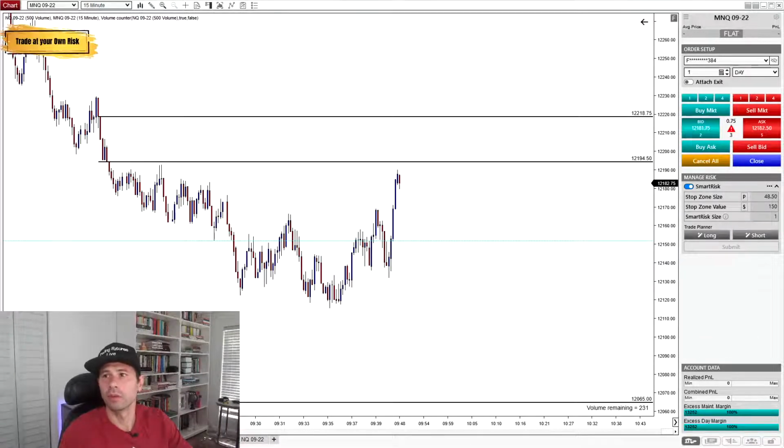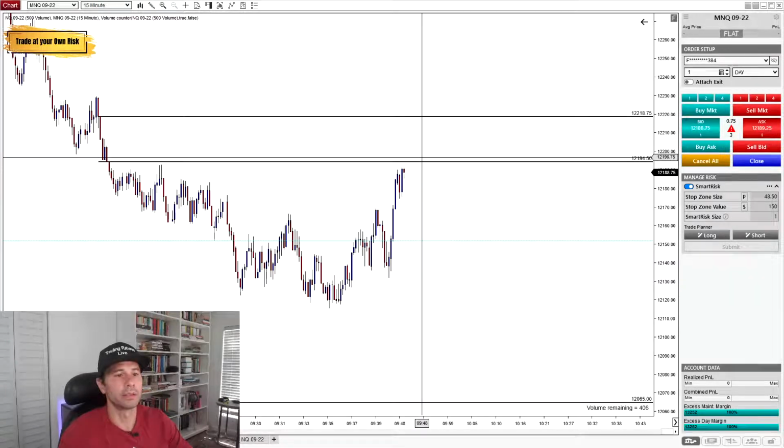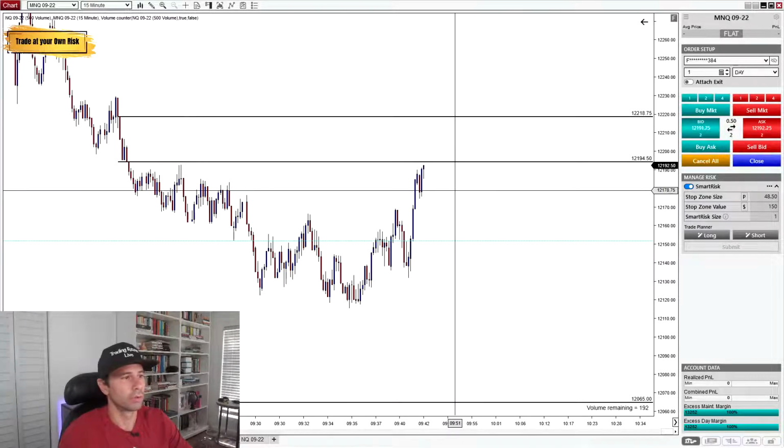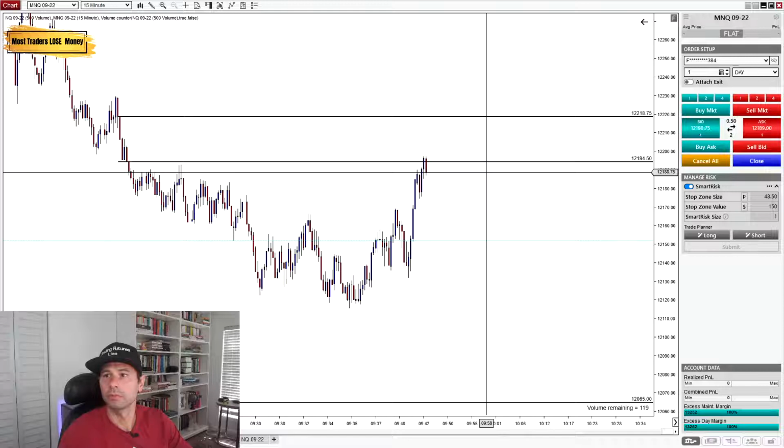Now that is an overnight area, so I don't want to use it yet. I want to see the tick chart break to the upside. ADQD is completely shifting its course, and the dollar is coming down still.